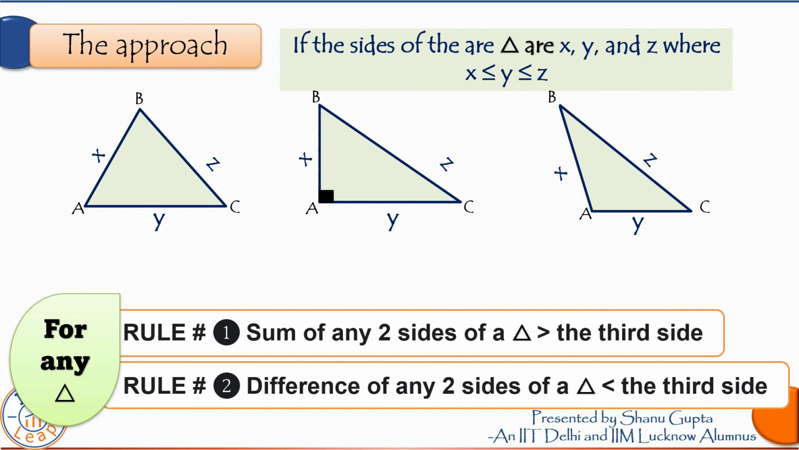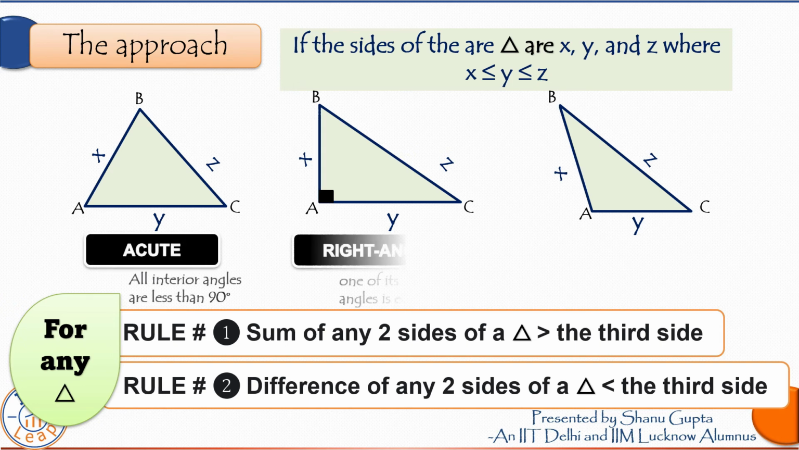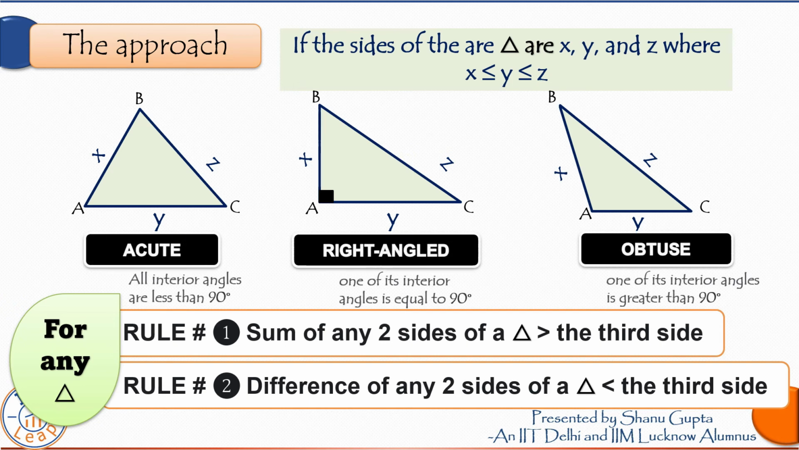Apart from these rules, one classification of triangles that you should be aware of is that based on interior angles. Triangles may be acute, right-angled or obtuse. And we know in right-angled triangles, Pythagoras theorem applies, right? For obtuse angle triangles, the same Pythagoras theorem gets modified to x square plus y square is less than z square, where z is the longest side. Rest, I would just like to remind you that the tricky part is applying these rules properly. So let's learn how to do that.